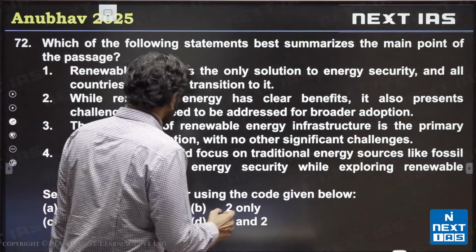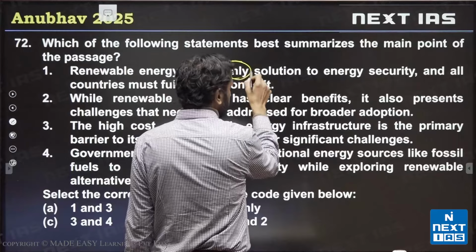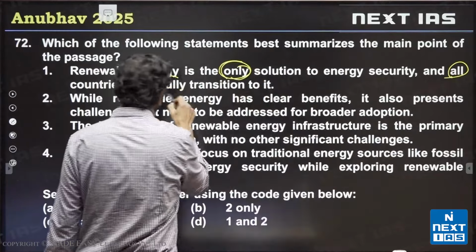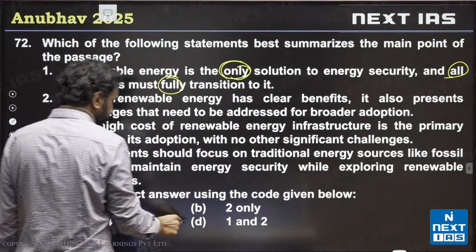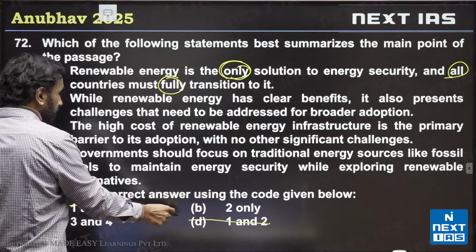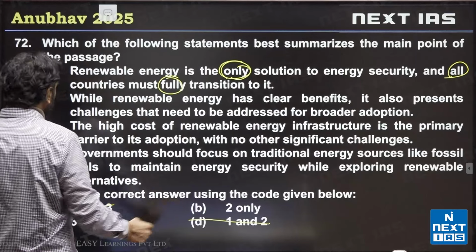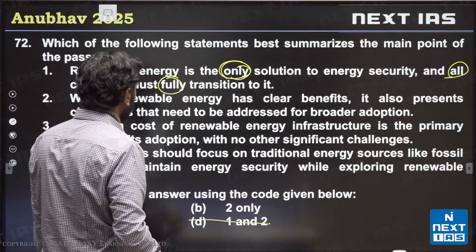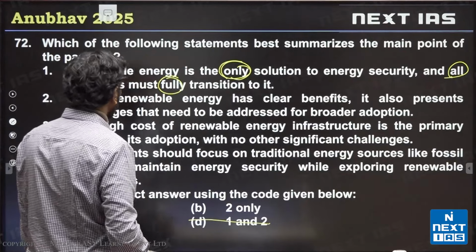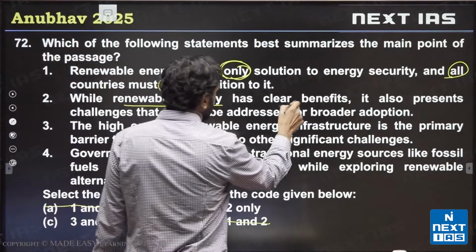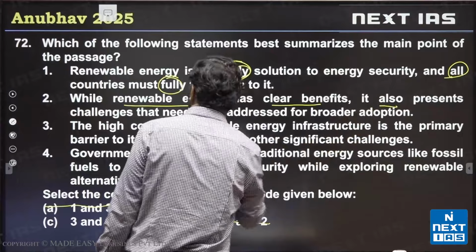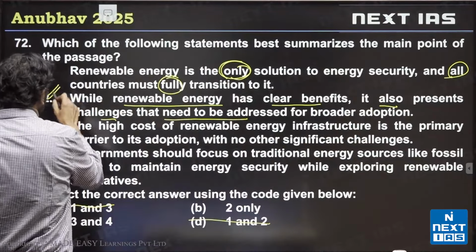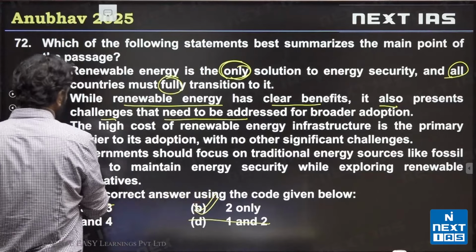One says renewable energy is the only solution to energy and all countries must fully transition. So all of this is incorrect. That leaves us, we still have to check all the remaining 3. So the options are crafted well. 2 says while renewable energy has clear benefits, it also presents challenges that need to be addressed for broader adoption. 2 is talking about the benefits, but also has challenges that need to be addressed. So 2 is going to be valid. 2 is the right answer. B is the right answer. 3 and 4 become invalid.